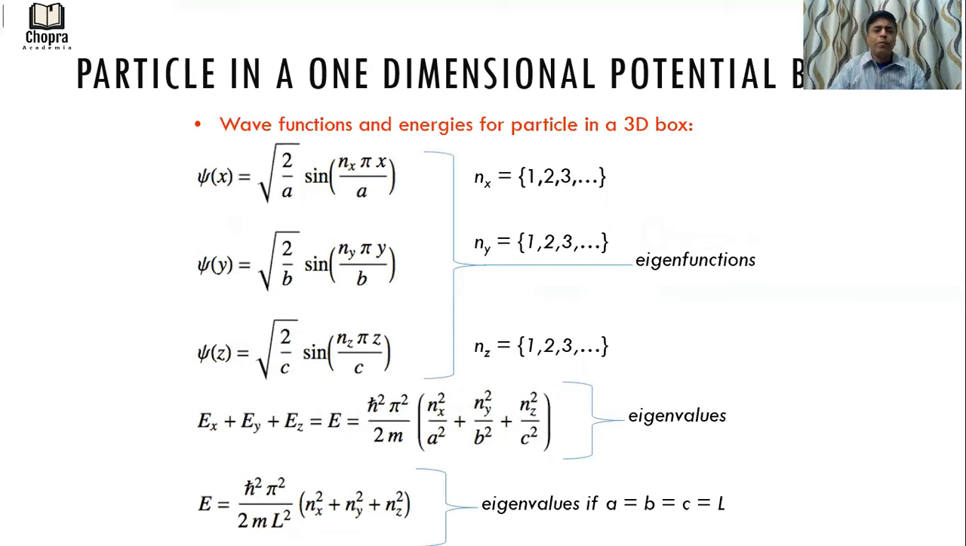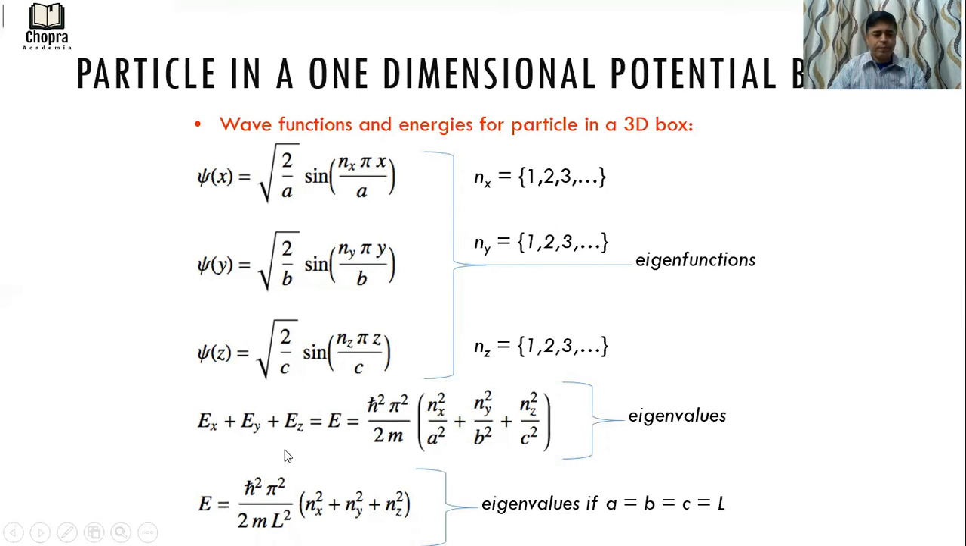Now, if we extend the same concept of the 1D potential box to 3D, let us call the lengths of the box around the x-axis, y-axis, and z-axis A, B, and C. The wave functions will look like root of 2 by A, sine of n_x pi x by A, and root of 2 by b, that is your psi y, sine of n_y pi y by b, and so on for all the different directions. These are your eigenfunctions.